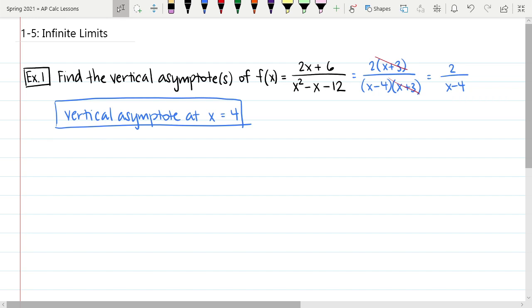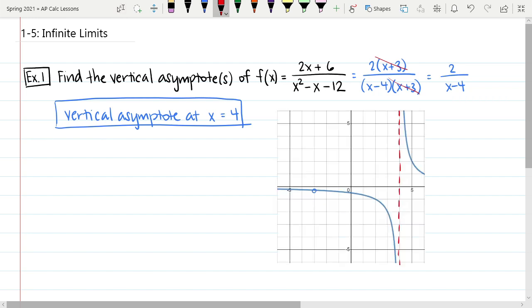And we can see the same thing if we were to take a look at its graph. So this is what the graph of this function looks like. So once again, we've got this hole over at x equals negative 3, and we've got this vertical asymptote at x equals 4. So now that we've got the graph and the function, let's consider a couple of different limits here. So first, let's consider what happens to the limit as x approaches negative 3 of our function.